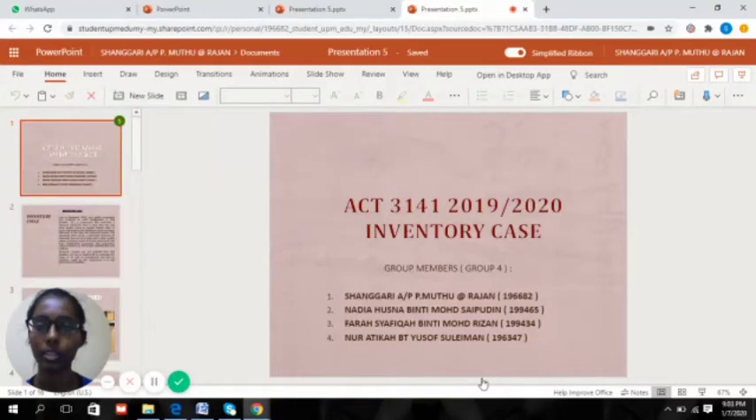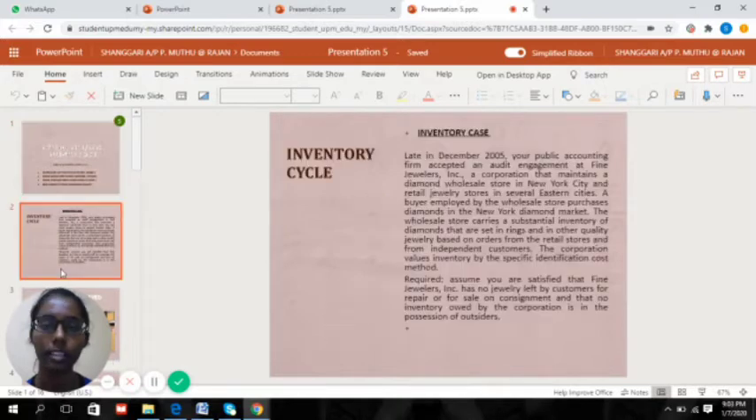Today we are going to present about the inventory case. We are from Group 4. My name is Shankari Mutraja and my matric number is 196682. This is the specific case assigned to our group, which is about Fine Jewelers Incorporation.